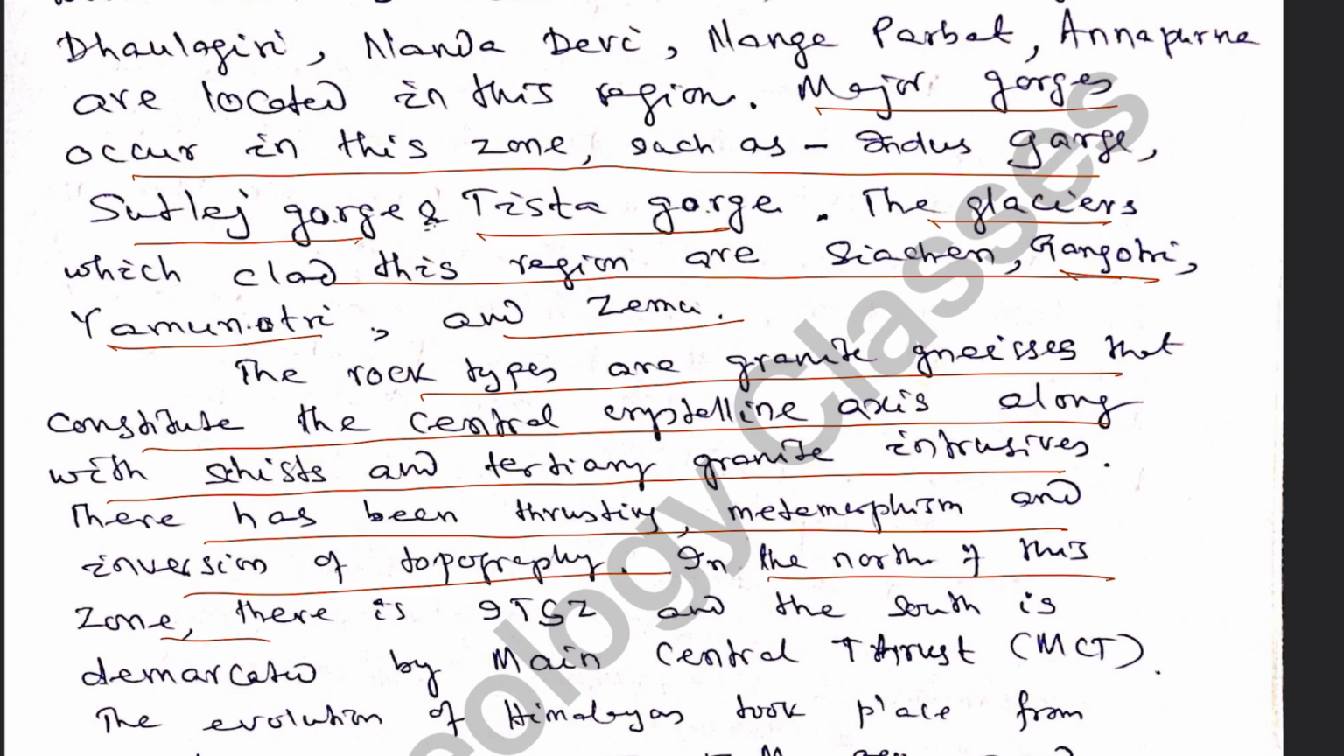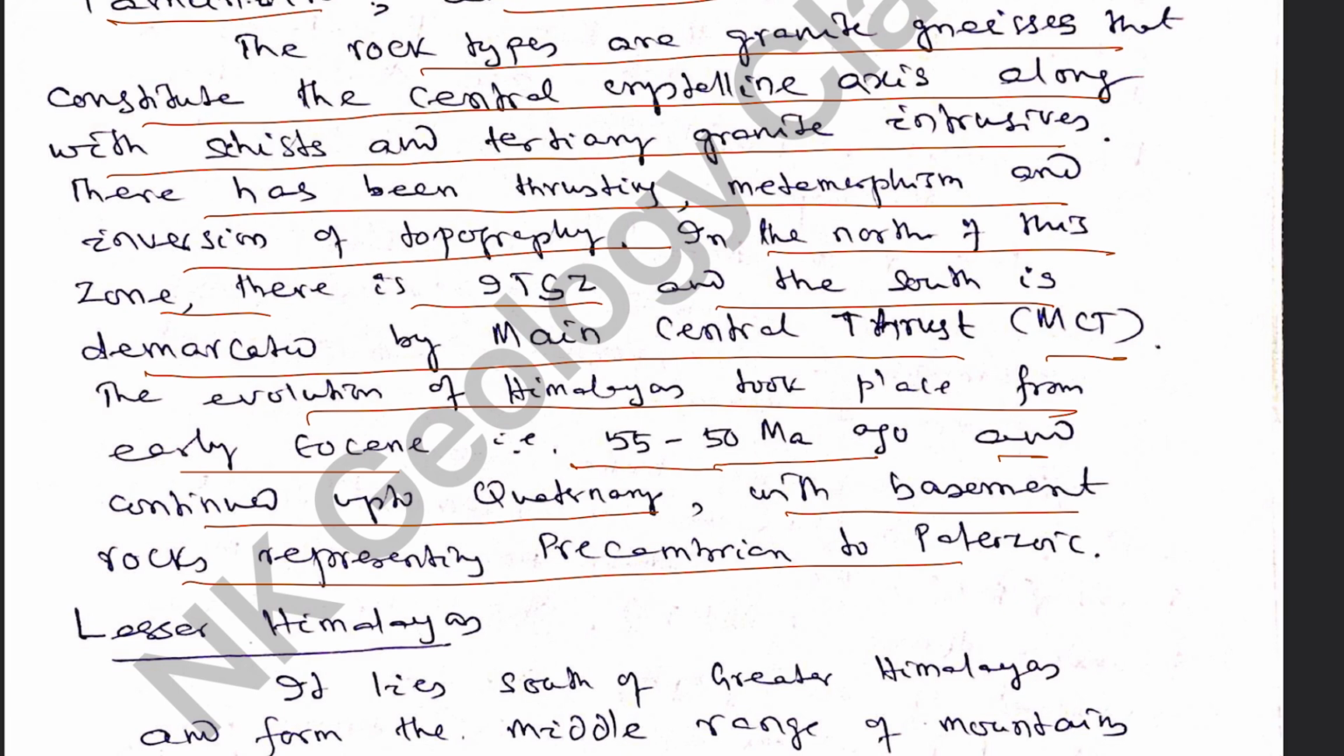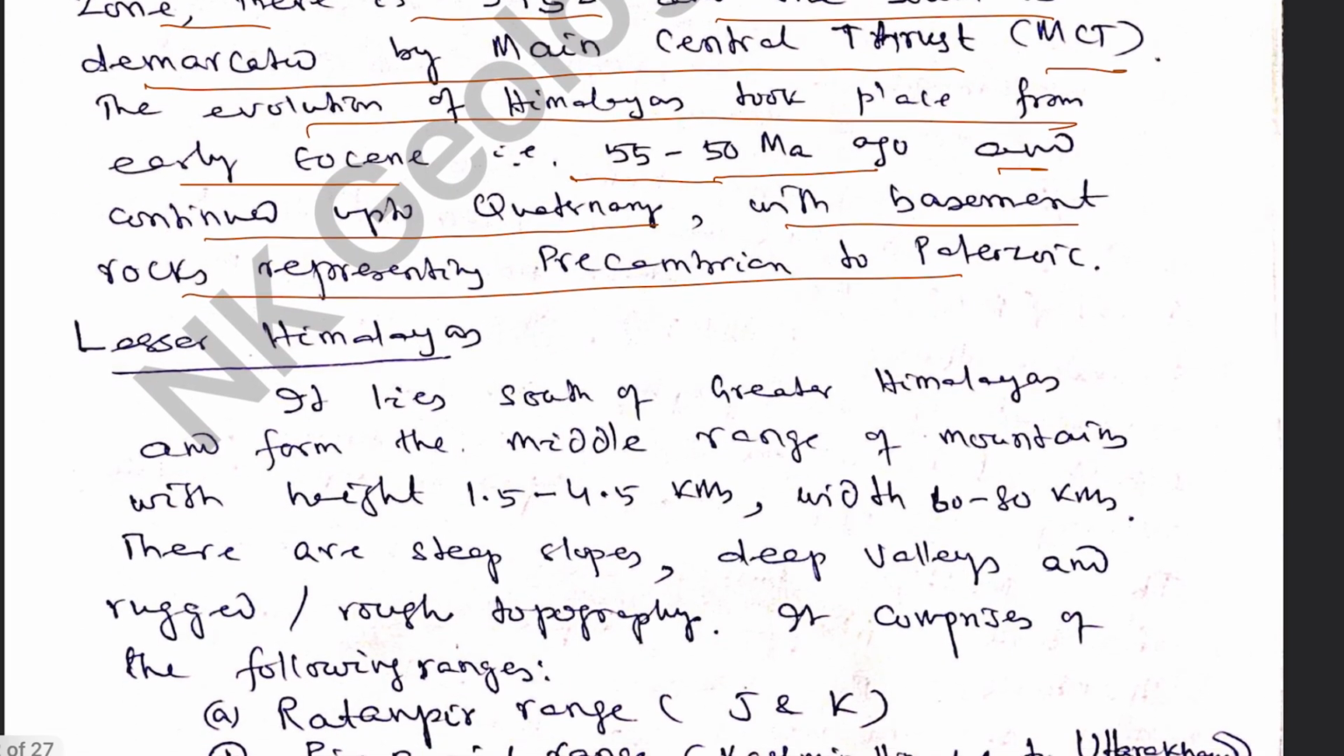In the north of this zone there is the Indo-Sangpo suture zone, and on the south it is demarcated by the Main Central Thrust, MCT. The evolution of the Himalayas took place from the early Eocene, that is from 55 million years ago, and continued up to the Quaternary, with basement rocks represented by the Precambrian to Paleozoic rocks.